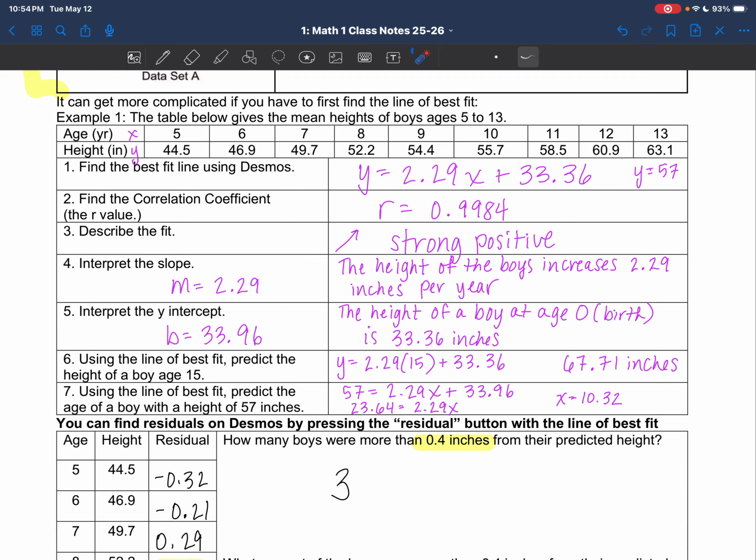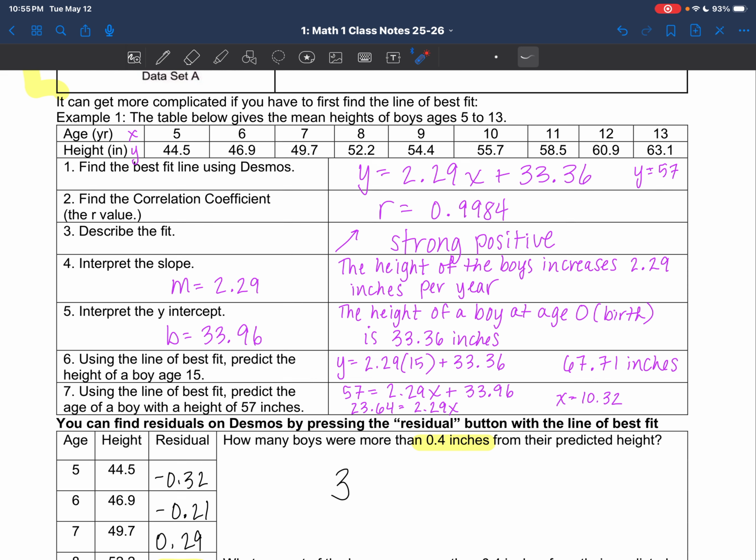All right. And the y-intercept is your b value, and that's the initial that you're starting or when they were born. So at age 0, they were 33.36 inches. That's a pretty long baby, just saying. But for this data, that's what we'll have.